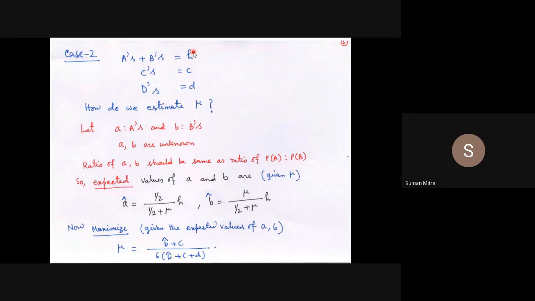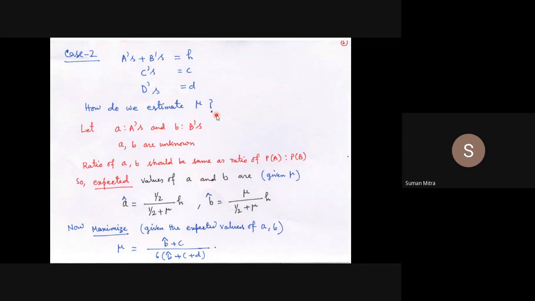Right? Do you understand the meaning of this? Individually, we do not know how many get A, how many get B. We know how many get A or B. And C is C, D is D. How do we then estimate mu? The same problem.